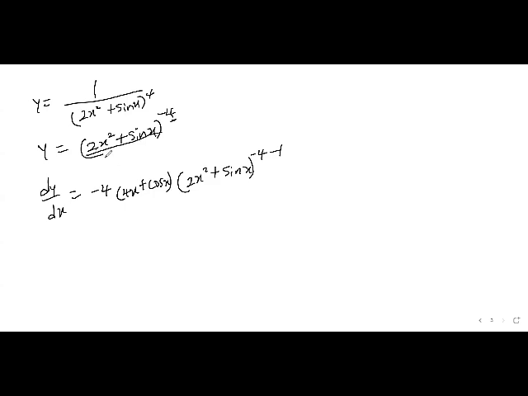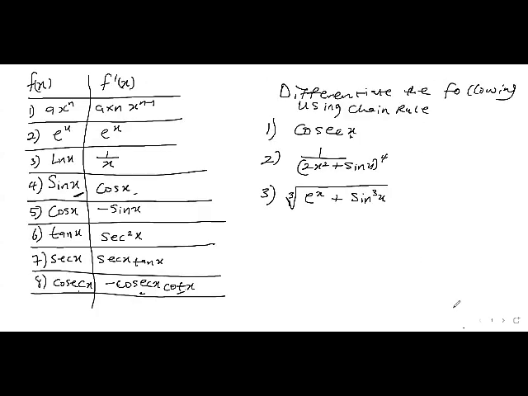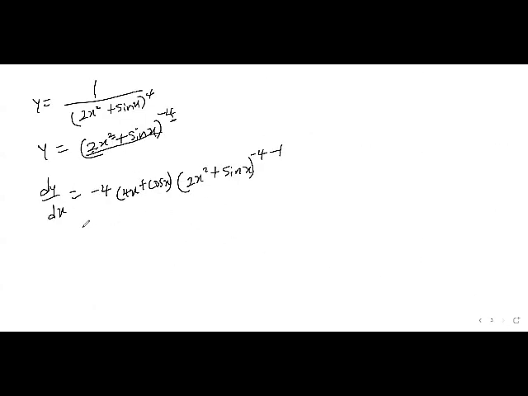Please, if you don't know how I got 4x, the power will come down to meet this 2, that's 4, and subtract 1 from the power. Do watch the first video, I explained how to do that. Then if you differentiate sine x, you get cos x. So that's how I arrived here. So this becomes minus 4 times 4x plus cos x.